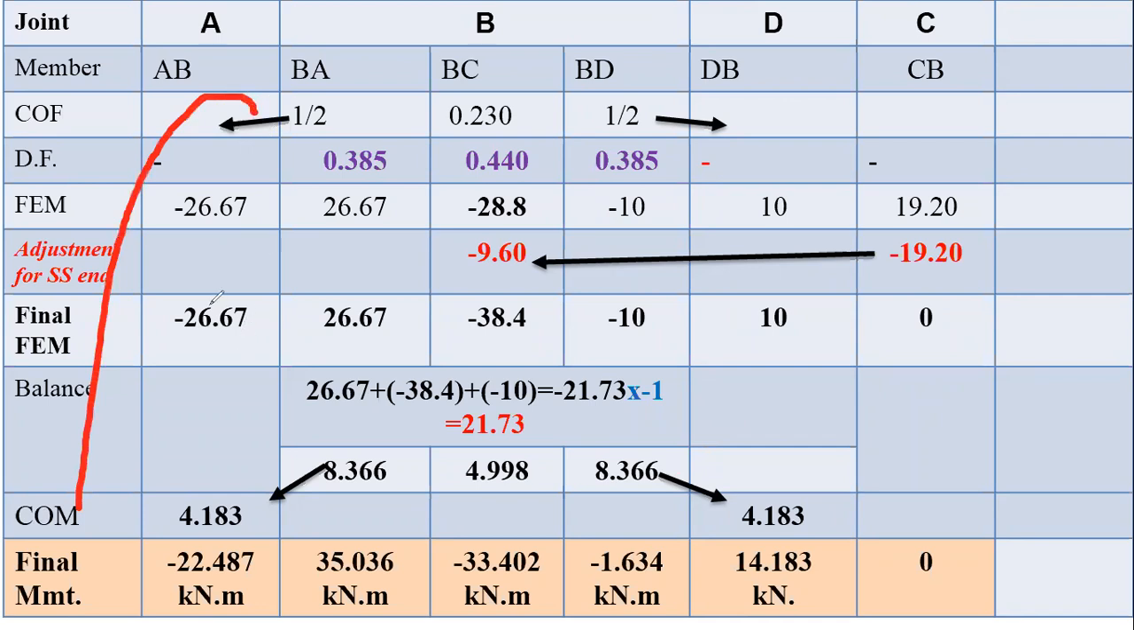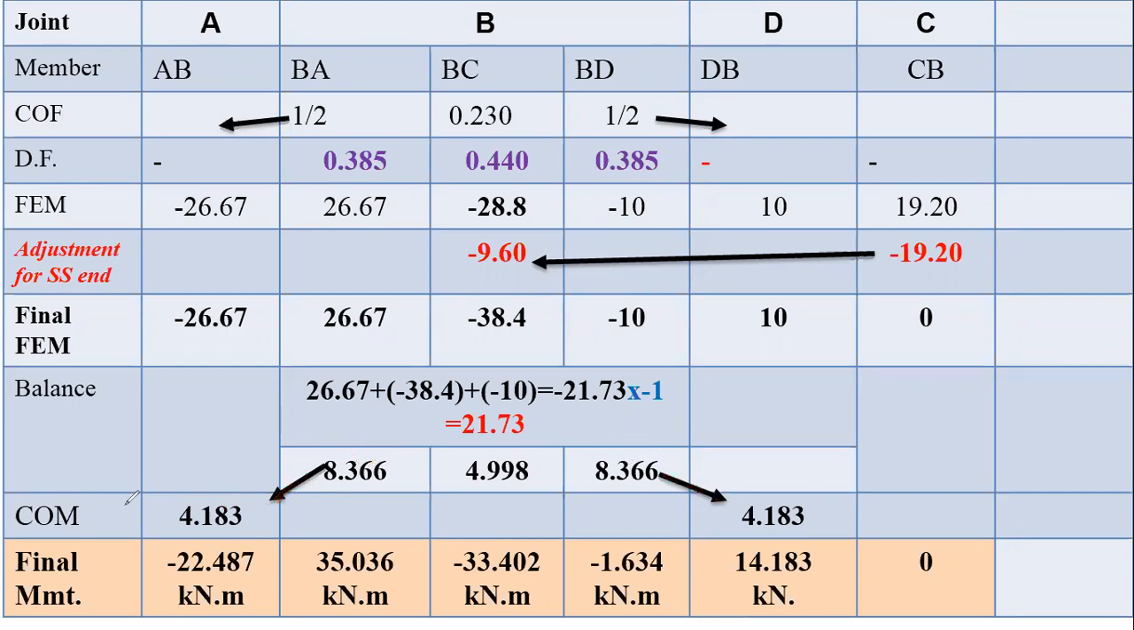So what does the carryover factor say? BA movement in balance state will go to AB, and BD movement will go to DB. So according to the carryover factor, the carryover movement will be 50% from BA to AB and 50% from BD to DB. So 8.366 divided by 2 will be 4.183 for AB and 4.183 for DB, because the movements are the same for BA and BD in this case.